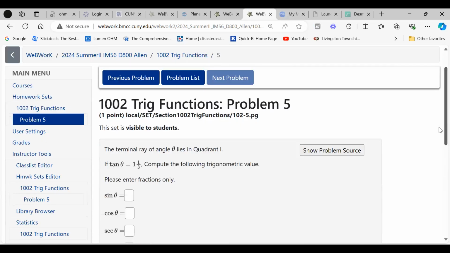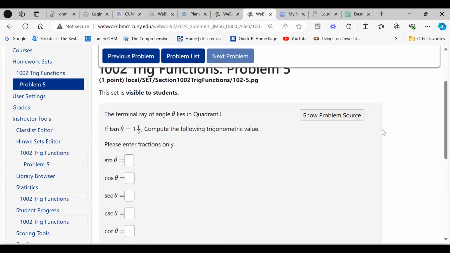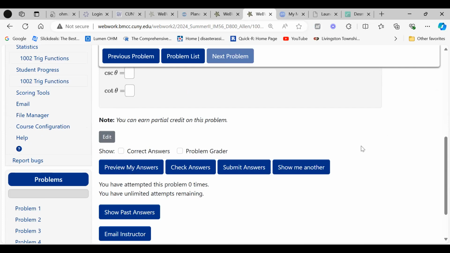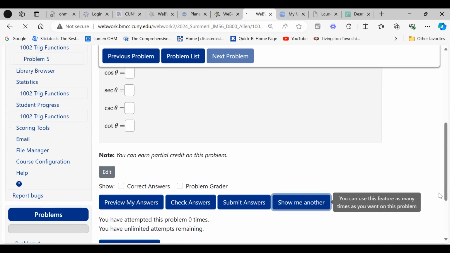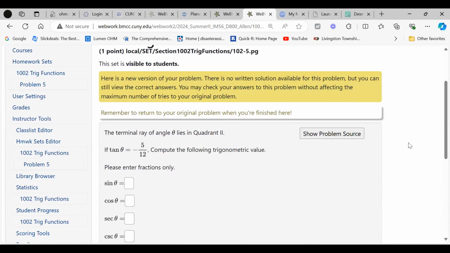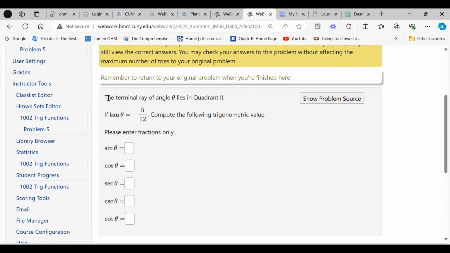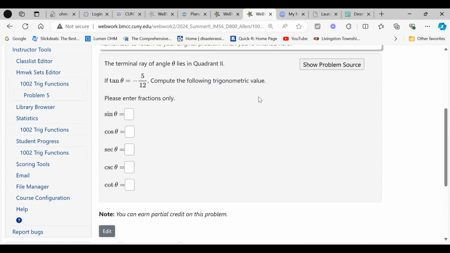Yeah, so this last question, one and one third. It's very similar, right? No difference. Let's see. Yeah, so this one is given tangent, right? Like in the second problem. That's right.